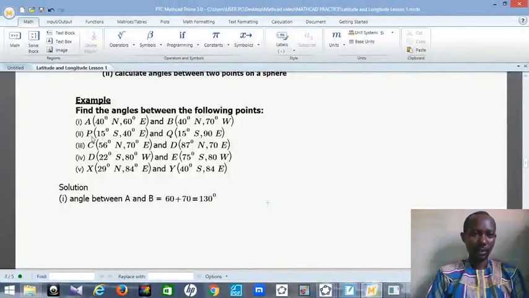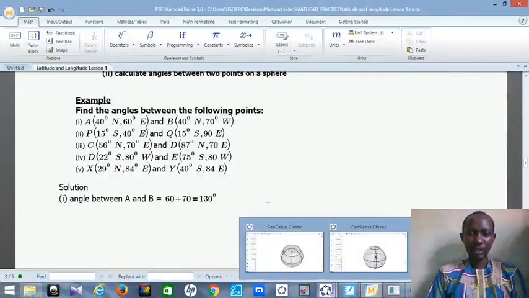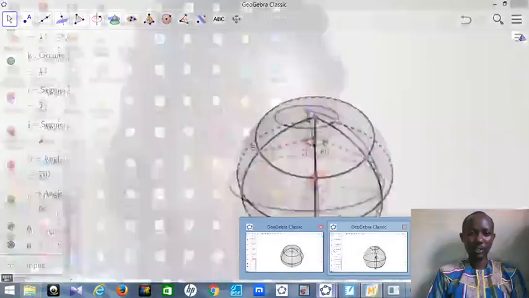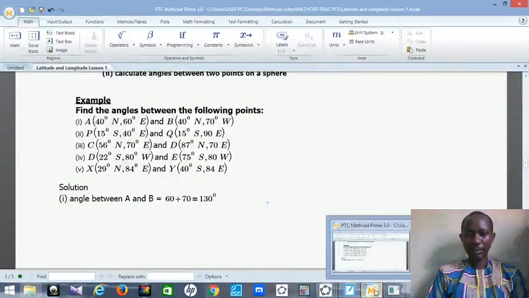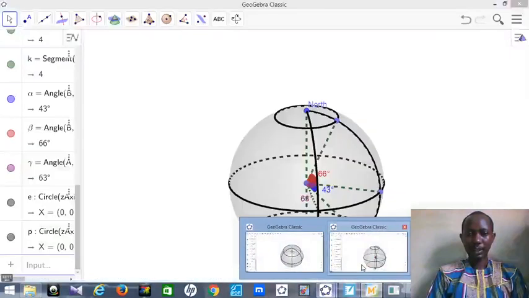Let's look at this second one, which is P and Q, angle between PQ. You just pay attention and follow. Let me also demonstrate it here so that we'll get what we are doing. We said P is 15 degrees south. So the common angle is 15 degrees south. Okay, let me use this.